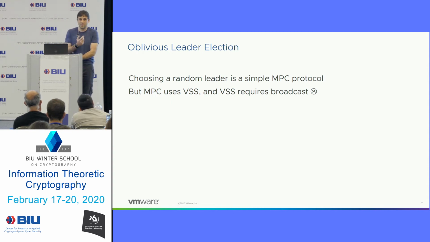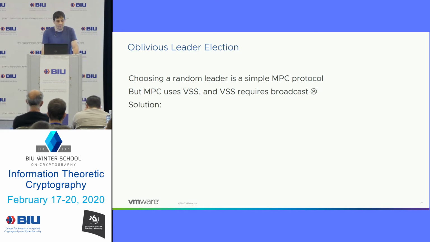verifiable secret sharing that was described requires broadcast. And so it's kind of this chicken and egg problem where we are trying to implement broadcast, so we better not use broadcast to implement the constant round, expected constant round broadcast protocol.